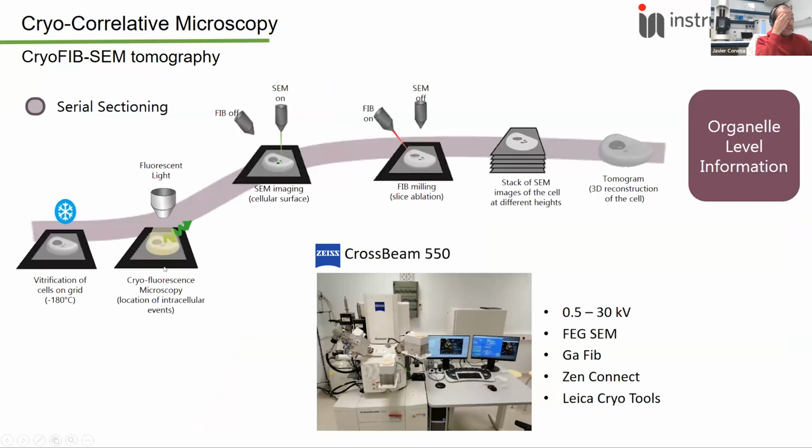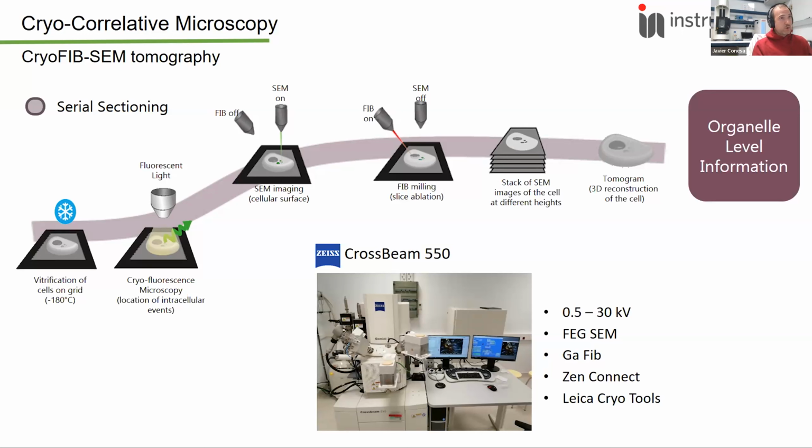So after the vitrification and the cryofluorescence microscopy, the next step is loading the samples in our FIB-SEM microscope. We are using a Crossbeam 550 that is able to operate from 0.5 to 30 kilovolts, equipped with a field emission SEM column that is able to produce high quality images, with a gallium FIB, also with the software SenConnect that allows us to transfer 2D coordinates from the fluorescence microscope to the FIB-SEM microscope. And the microscope is also equipped with a Leica cryostage.